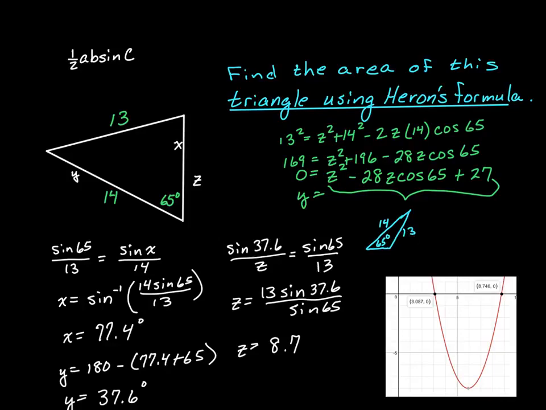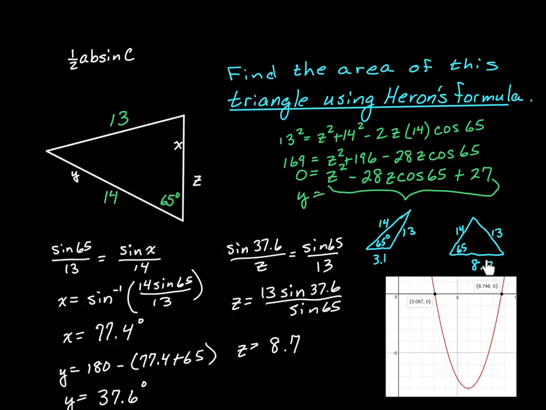So the other triangle that would be involved here would look kind of like this, where this is your 65 degrees, this side is 14, and this side is 13. Now, with this one, this would have a length of 3.1, that's the one side, and then on the other one, we would have this side as 8.7. Now, this triangle that we are dealing with does not have an obtuse angle, so we are dealing with this side having a length of 8.7.